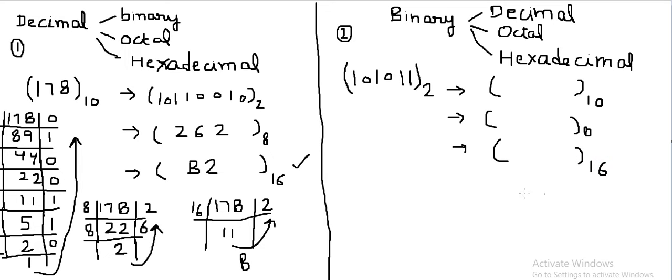So let's do it one by one. First of all, we have this number. For this number, what you have to do is write the numbers from right to left, starting from 0, 1, 2, 3, 4, and 5, right?